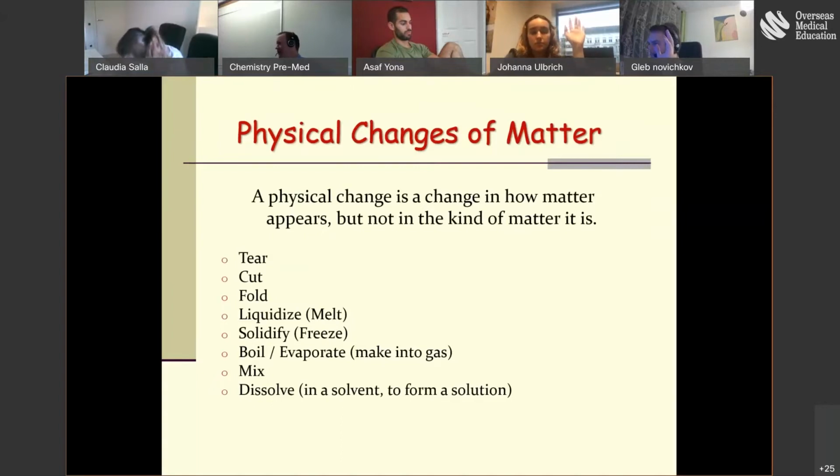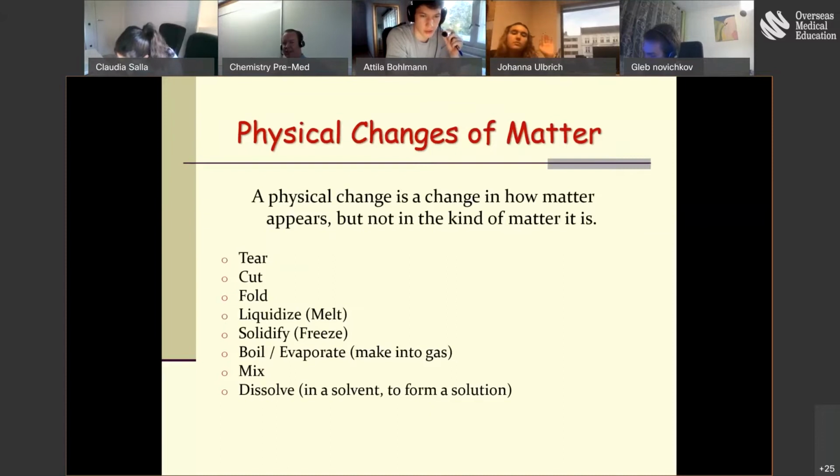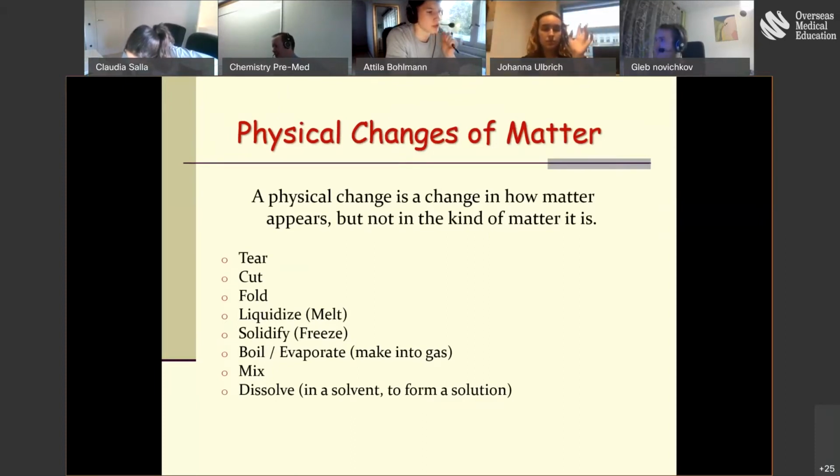Who's not spoken yet? Attila, any ideas? How are you doing? Yeah, so they change the state of matter. Yep, those three are all changes between states. Yeah, what's another word for state in this case? It's a little bit more technical. Beginning with P, does anyone know? Not a state change, but Johanna? A phase change? That's phase change.